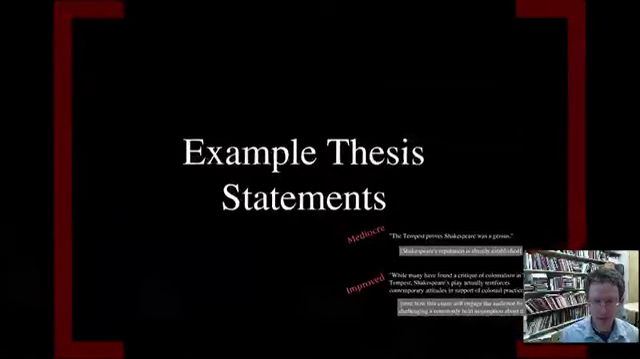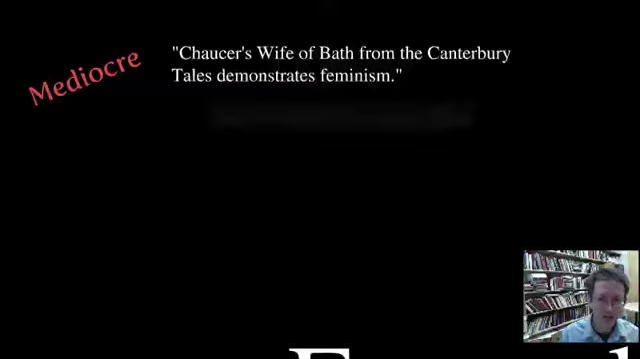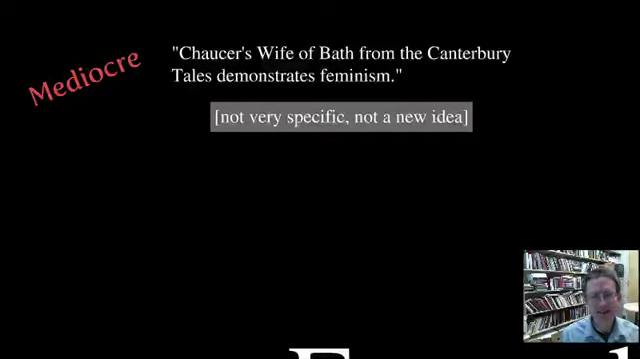Now I want to take you to some example thesis statements and look at some that are bad and show you how they could be improved. Okay, let's take this one. Chaucer's Wife of Bath from the Canterbury Tales demonstrates feminism. Okay? Now, first of all, that is true. I don't know if you know about that particular tale from the Canterbury Tales. It certainly demonstrates feminism, but that's not that specific. I mean, feminism is kind of a broad topic, and it's not a new idea. How could we fix that?